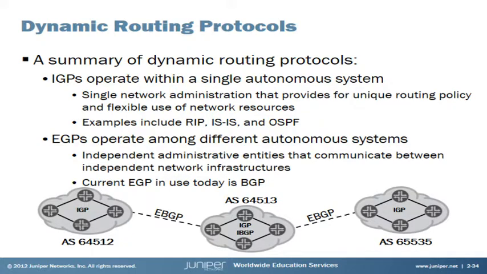Yeah, so these are for routing within an autonomous system. Okay, so then we've got EGPs. Well, there's only one. Independent administrative entities that communicate between independent network infrastructures. The current EGP used today is BGP.